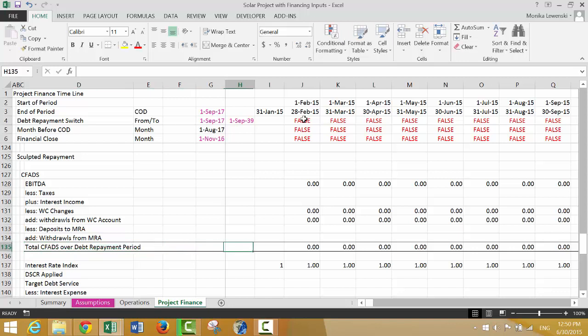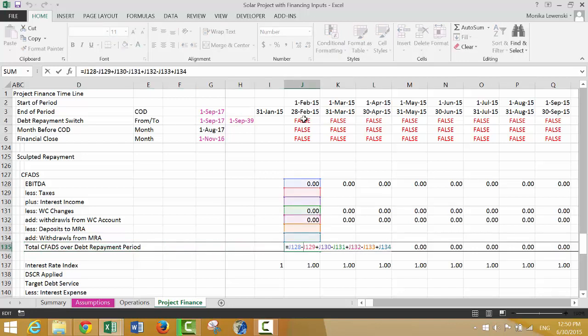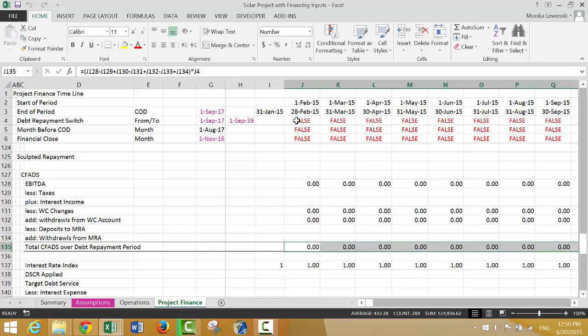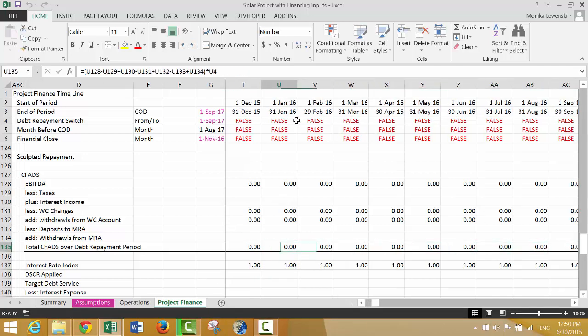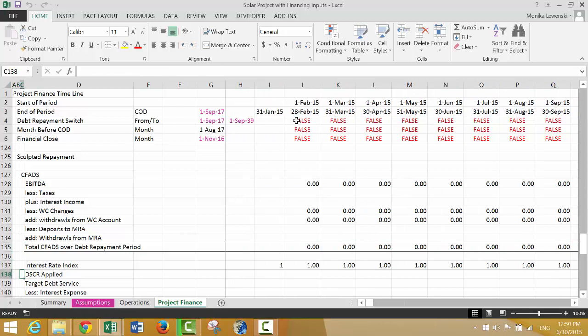Okay, now if we take all of the CFADS and multiply it by that debt repayment switch, what you'll have is then the present value of this. So let's take the DSCR applied at PV of CFADS. And then we can take debt, and then we can get the DSCR, which is going to be this divided by that.